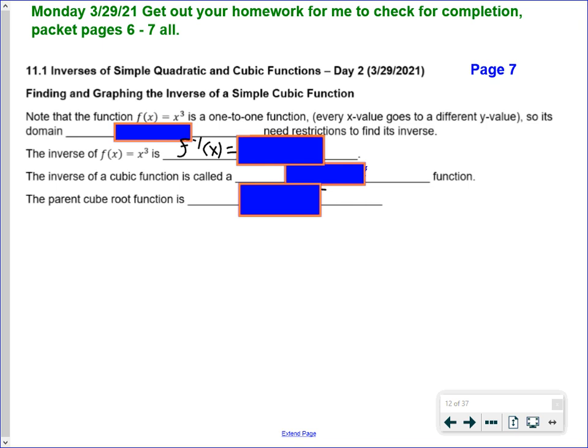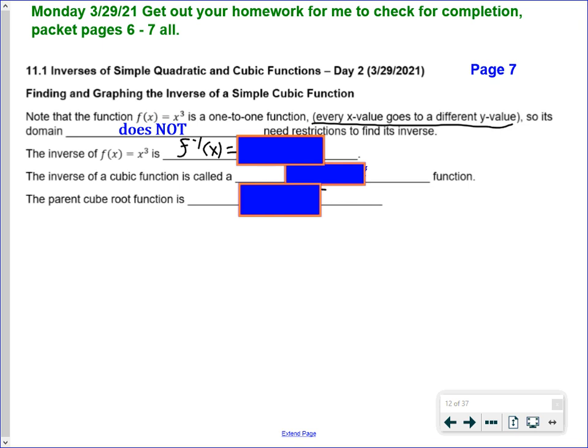We're still going to be talking about inverses, but today we're going to be talking about inverses of cubic functions. So the very first thing we should pay attention to is that a cubic function is a one-to-one function, or in other words, every x value is going to go to a different y value. Unlike quadratics, where a quadratic is a many-to-one function, where you'll have multiple x values giving you the same y value. A cubic function, every single x value is going to give you a different y value. So because of that, we do not need to restrict its domain to find its inverse.